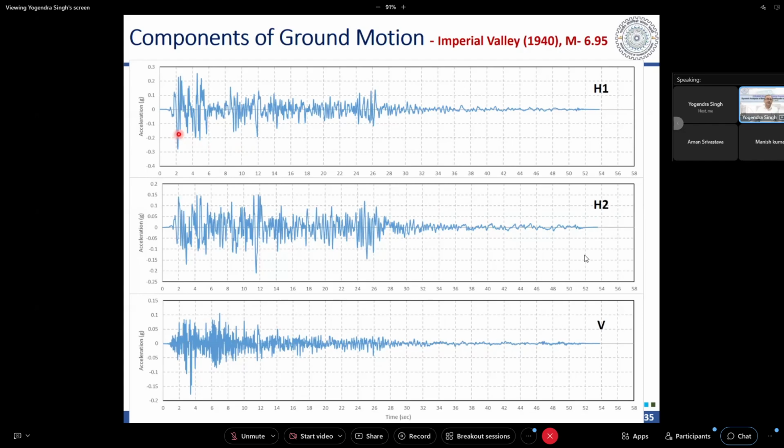What I want you to emphasize is that please have a look at the peaks. You can see that these motions do not have peaks at the same time. So both these motions are what we call uncorrelated. If these motions were correlated, the peak of H1 and H2 would have been occurring simultaneously. But we can see that these are not occurring simultaneously, and this is a good relief to us. And the same is true with vertical. The peak of vertical is also not occurring at the same time as the peak of either of the horizontals. So these are uncorrelated motions.